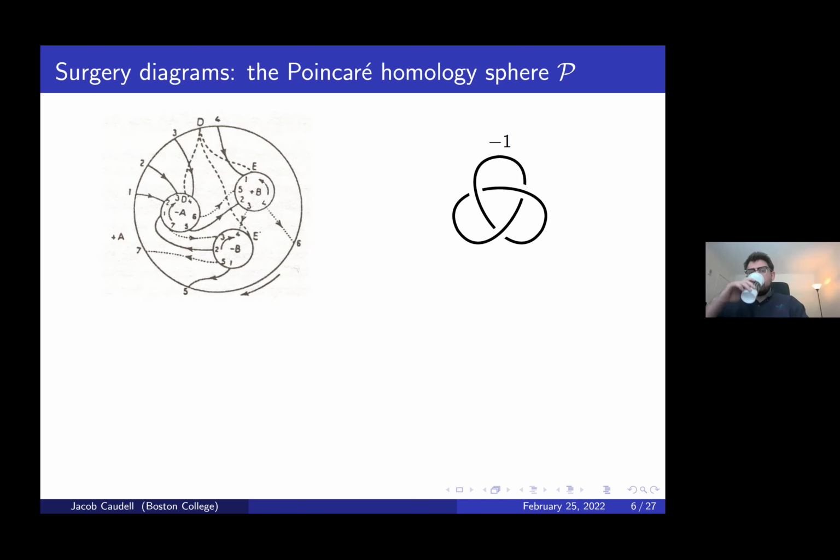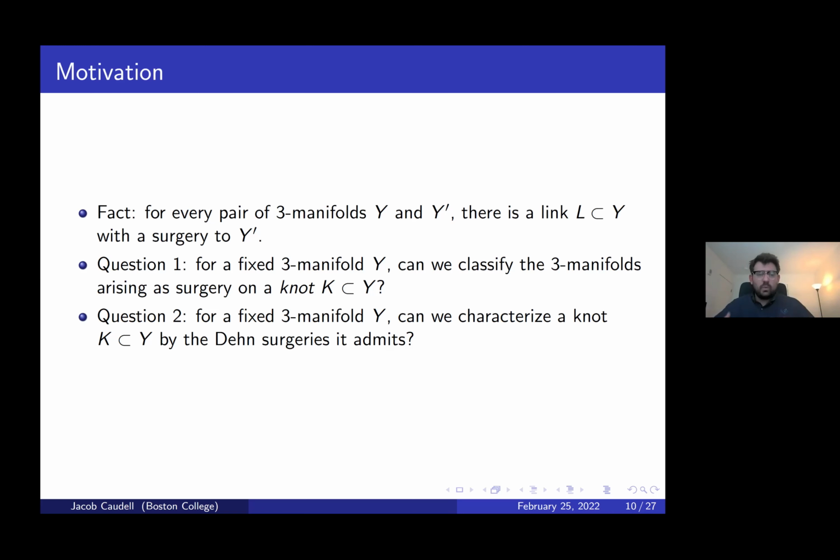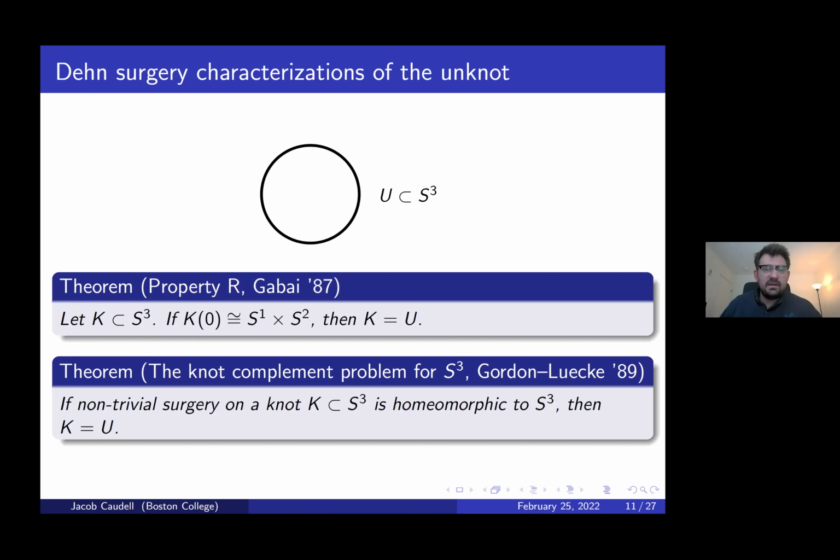If we're fixing a three-manifold Y, are there some special knots inside of this three-manifold that we can characterize by the Dehn surgeries that they admit? Are these knots special? What is special about these knots? And so these are some motivating questions that have existed in low-dimensional topology since the 60s, basically, after this classical theorem of Lickorish and Wallace. And so we have some history of characterization results and realization results for knots in S3.